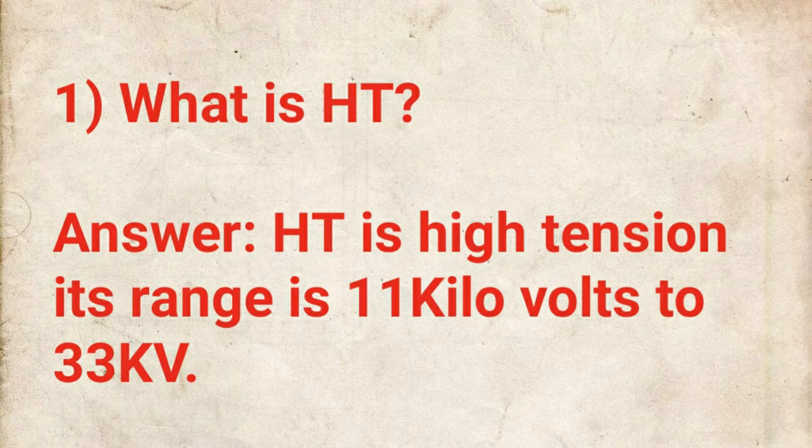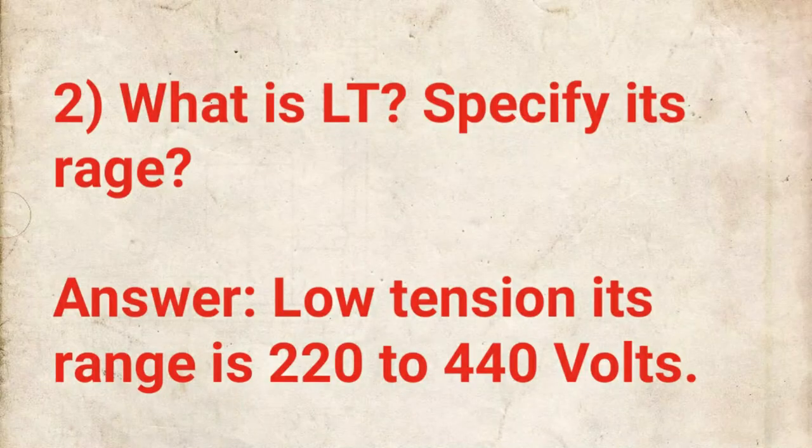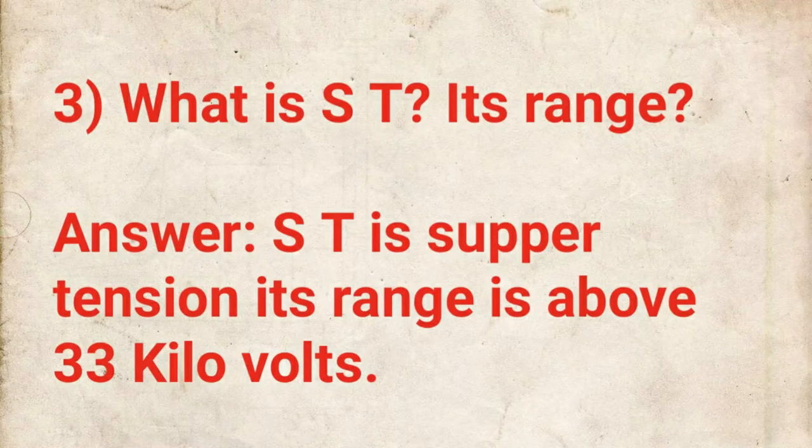What is HT? Answer: HT is high tension. Its range is 11 kV to 33 kV. What is LT and specify its range? Answer: LT means low tension. Its range is 220 volts to 440 volts. What is ST and its range? ST is super tension. Its range is above 33 kV.